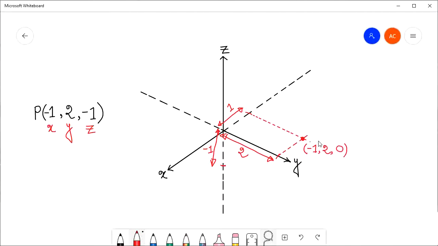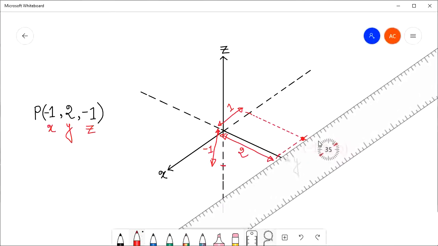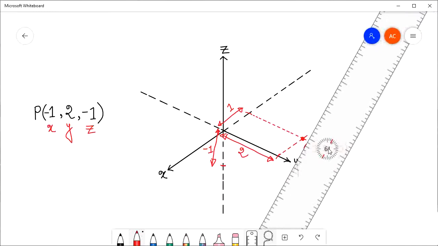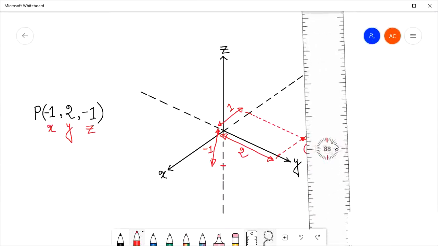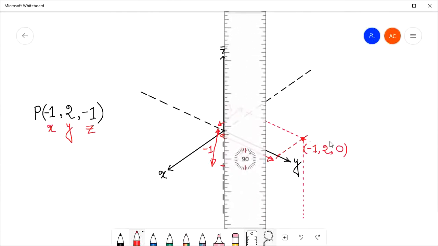Now we have to include the height. To include the height, let's place the ruler at the projection point and then draw a line that will be parallel to z-axis. Let's make the ruler parallel to z-axis. I think it is parallel, 90 degree, right? So let's make a line that will be parallel to z-axis. But our z is only 1 unit downward. To ensure that, we have to place our ruler here and draw a line that has to be parallel to the projection line.